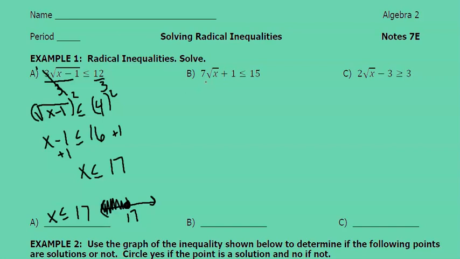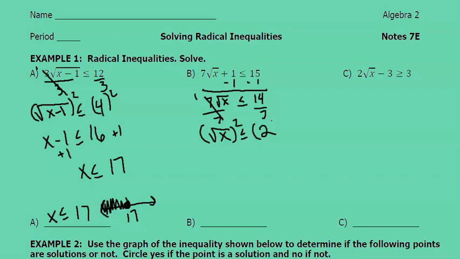B. 7 times the square root of x plus 1 is less than or equal to 15. To isolate that square root, first subtract 1 from each side. 7 square root x is less than or equal to 14. Divide each side by 7. The square root of x is less than or equal to 2.